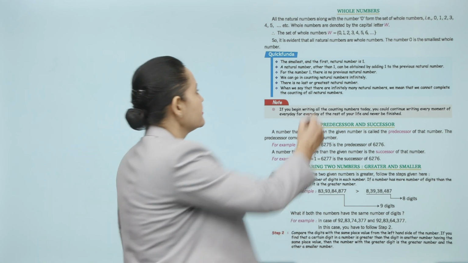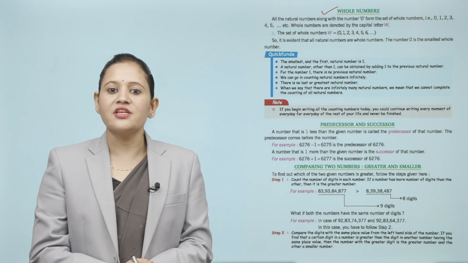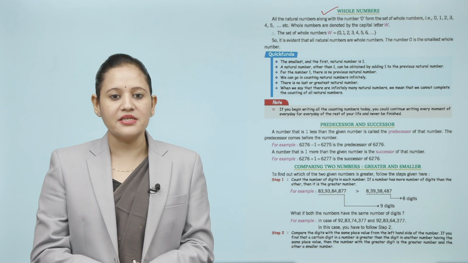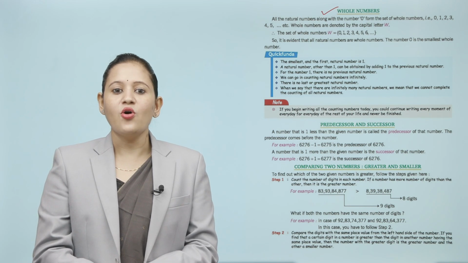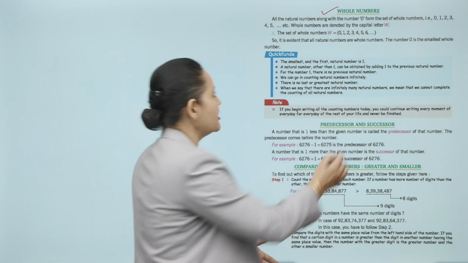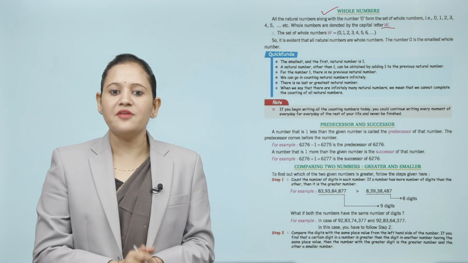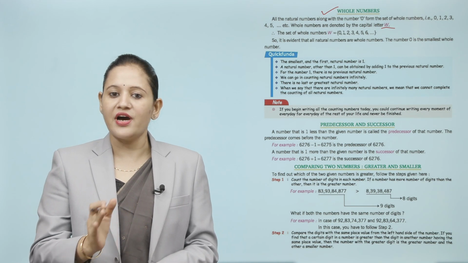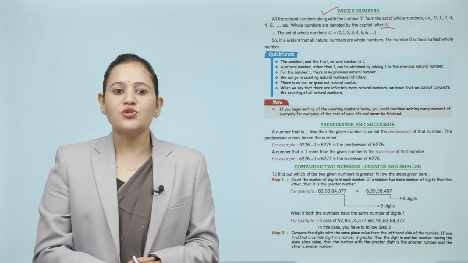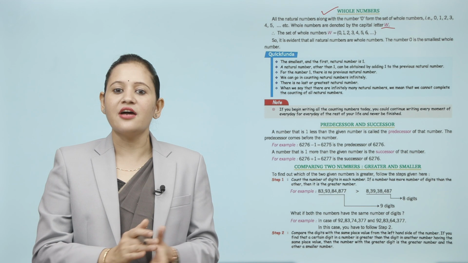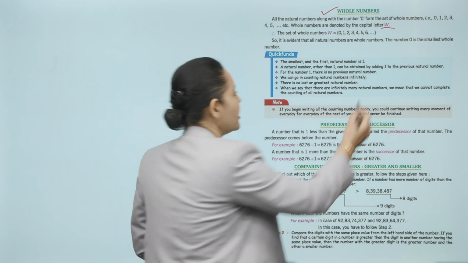Next, whole numbers. All the natural numbers along with the number 0 form the set of whole numbers. जितने भी natural numbers हैं और 0 they make the whole numbers. Whole numbers are denoted by the capital letter W. The set of whole numbers W equals 0, 1, 2, 3, 4, 5, 6 and so on. Natural numbers start with 1 and whole numbers start with 0. So it is evident that all natural numbers are whole numbers. The number 0 is the smallest whole number. Smallest whole number क्या होगा? 0.